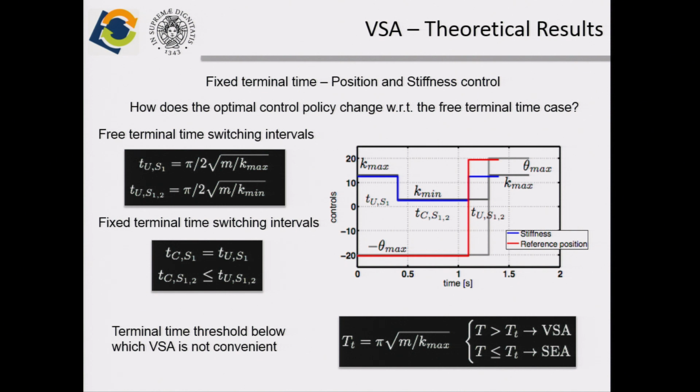That means, of course, that it's likely there is a terminal time under which it is not advisable anymore to change the stiffness, and that's actually true. And since everything is analytically solved in this case, we derived also a value for this terminal time threshold, let's say. So if the given terminal time is larger than this threshold value, it's better to change stiffness during the task. The other way around, if the terminal time is lower than this value, the constant stiffness case is better.